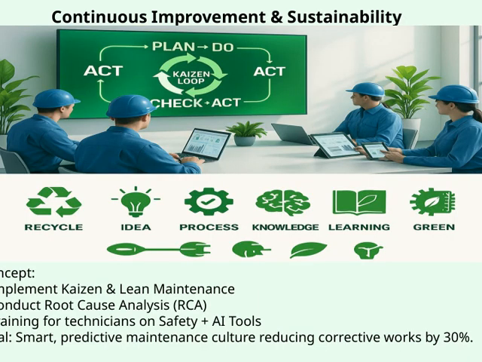Let's talk about continuous improvement and sustainability. This is all about embedding a mindset of ongoing enhancement into our maintenance culture. First, we'll implement Kaizen and lean maintenance principles. These approaches encourage small, continuous changes that add up to big improvements over time, making our processes more efficient and waste-free. Next, we focus on conducting root cause analysis, or RCA.